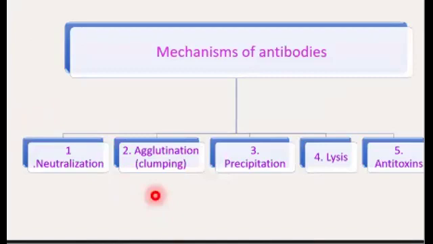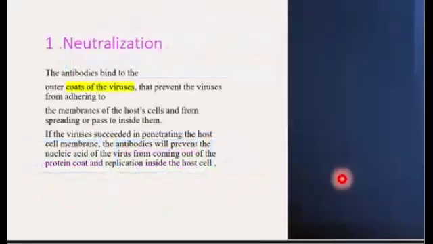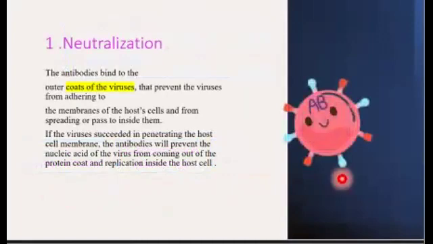Mechanisms of antibodies. We have five mechanisms of the antibodies. Number one, neutralization. Two, agglutination or clumping. Three, precipitation. Four, lysis. Five, antitoxins. The first of these mechanisms is called neutralization.